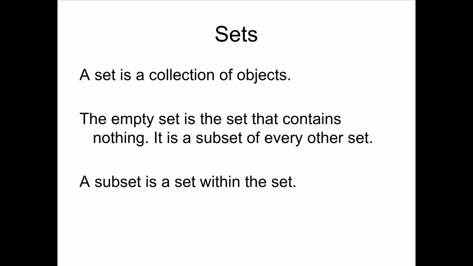So a set is a collection of objects, and collections could be coin collections. They can be things that are all the same, things that are all different, right? And the empty set is the set that contains nothing. And the empty set is actually a part of every other set. And a subset is a set within a set. So it's like a bunch of different vocabulary there.